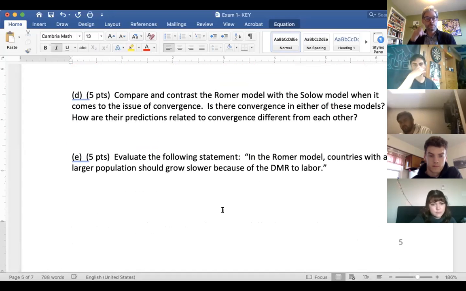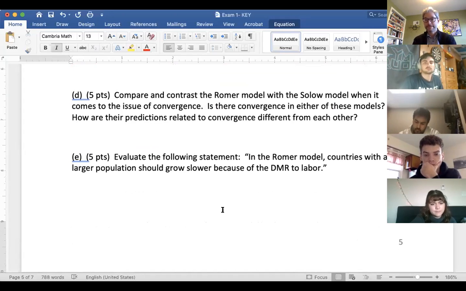Finally, these last two parts of this question are really right out of your notes. Compare and contrast the Romer model with the Solow model in terms of convergence. The Solow model predicts convergence because diminishing marginal returns is the key factor in the Solow model. The Romer model predicts divergence because countries that are rich have more ideas, and if you have more ideas, you'll always create more ideas. And so Romer is divergence, the Solow model, convergence.